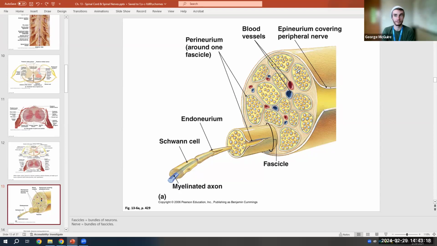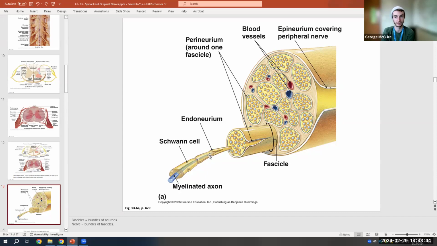Within these nerves, we have bundles of axons called fascicles. Each fascicle has its own layer of connective tissue, our perineurium. So epi meaning outer, peri meaning between. This is our middle layer of connective tissue, and those are bundles of multiple axons traveling through it. And then each of those axons has a connective tissue outside of it called the endoneurium.